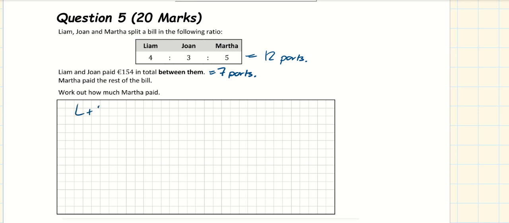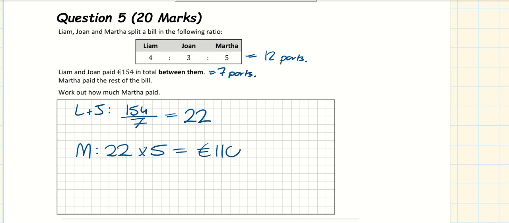So we have Liam and Joan for a start, so that is €154. And each of them paid 4 and 3 parts. That is 7 parts in total. So divide that by 7 and you get €22. So Liam would have paid 88, Joan 66 if you multiply it by 3. But you want Martha. So if one part is 22 and Martha paid 5 parts, you just multiply it by 5 and you'll get €110.